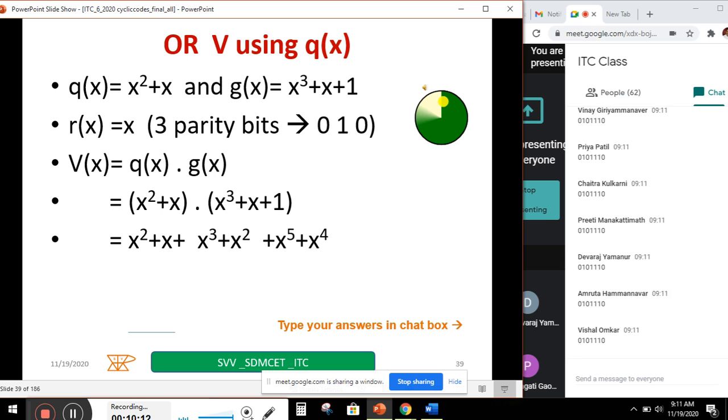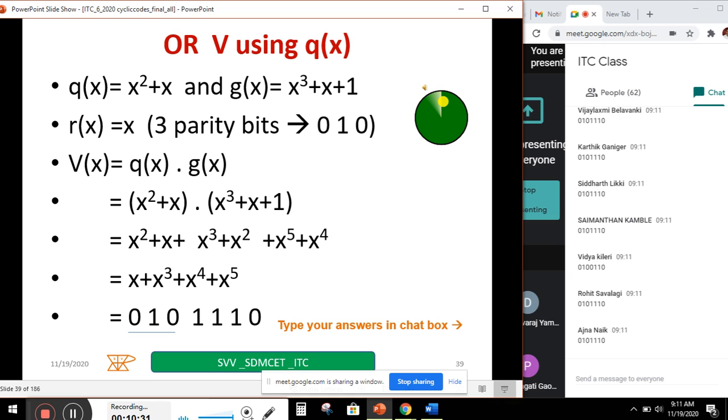Everybody is typing the same answer. Amrita, Vishal, Bispurti, Vishwa, Nayak, Saujanya, Pragati, Vijayalakshmi. All are typing the same answer now. Vidya, Saimantan, Siddharth, Karthik, and most of the students are now including that zero. What I got, let me show you. 010, 111, 0. Some students typed 010, 111. Shilpa, remember the total number of bits in this case is 7, hence you have to include zeros. Okay, hope most of you got the same answer.